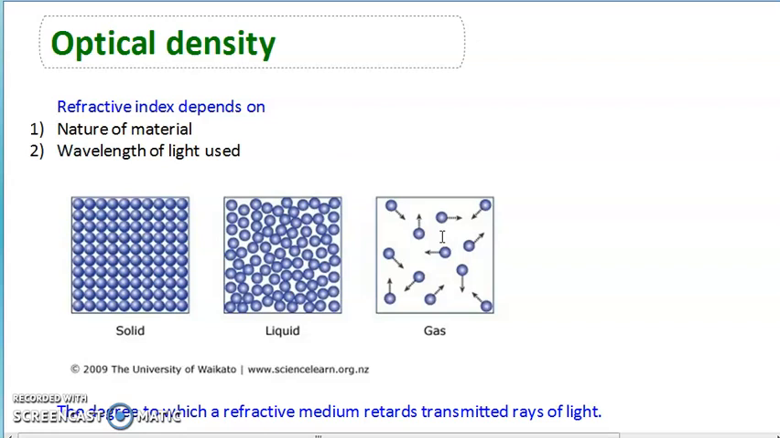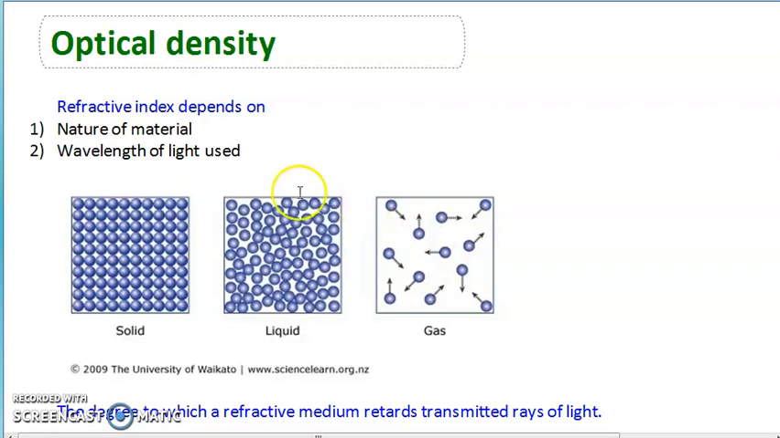In the last class we discussed the refractive index, right? And then, on what factors this refractive index depends. The refractive index is nothing but the speed of light in vacuum to the speed of light in that particular medium. To know in depth, you need to know on what factors this depends.